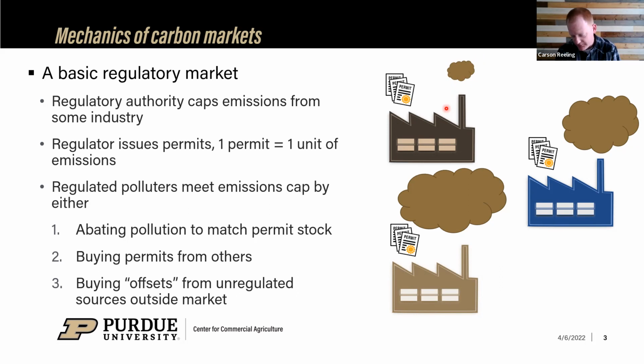Now, let's suppose also that I'm so efficient at getting rid of that pollution that all of a sudden I don't need all of my permits anymore. Again, you need to have one permit for each unit of CO2 that you emit. So if you get rid of a lot of your pollution, you might not need some of those permits anymore.